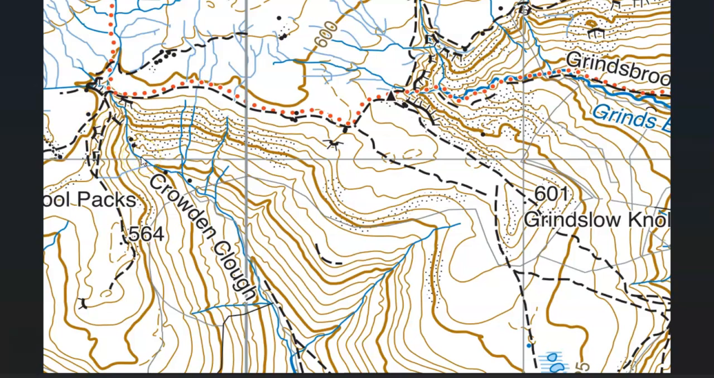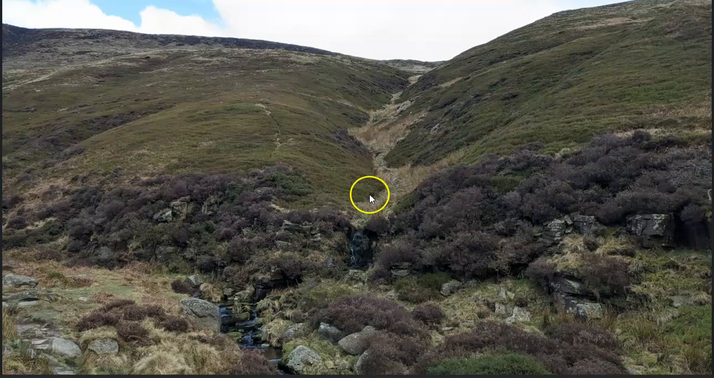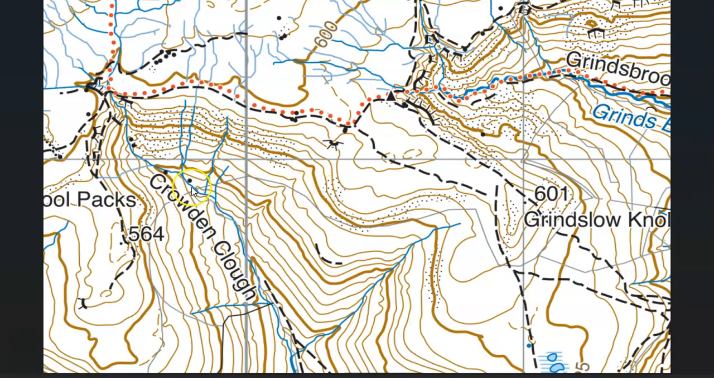What about photo 2? This one, where is this? Well, could it be here? Well, if we were looking up there, we'd expect to see two streams coming down and forming a Y shape, and there certainly isn't. There's only one, so that doesn't quite fit.